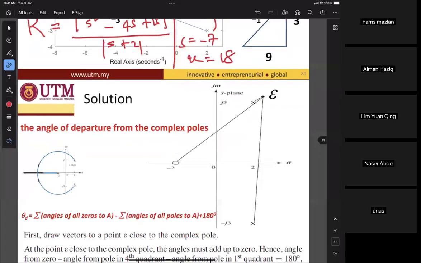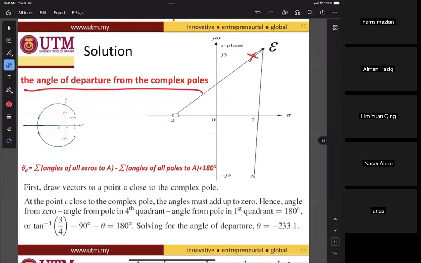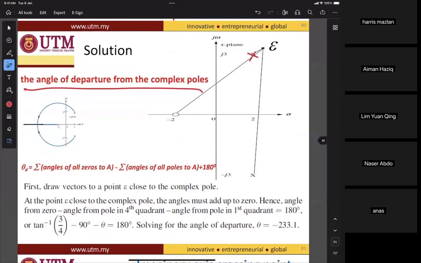Then the next one is the angle of departure. Again, this one is using a formula. So the corresponding point is over here. Okay, so just use the formula. This one is 90 degrees.